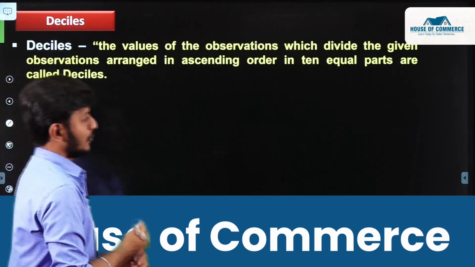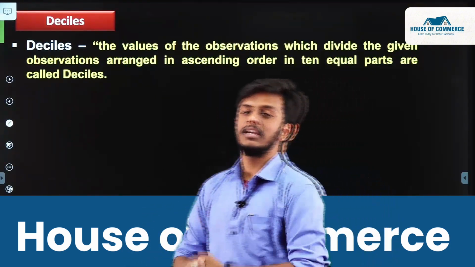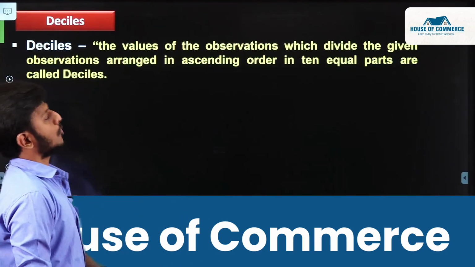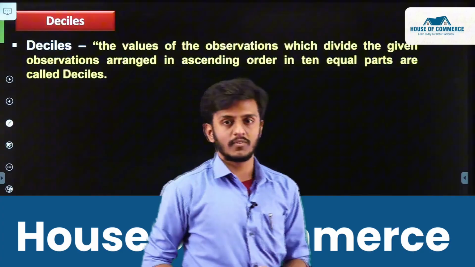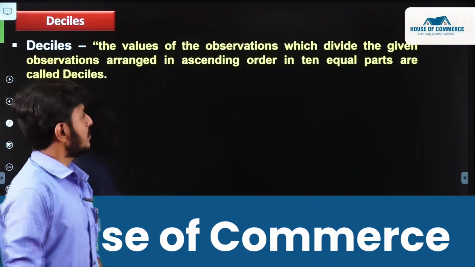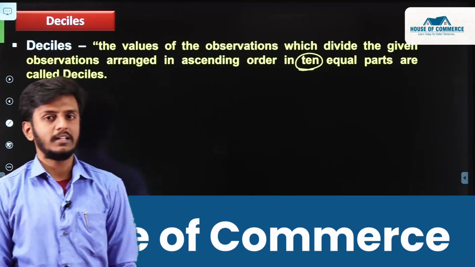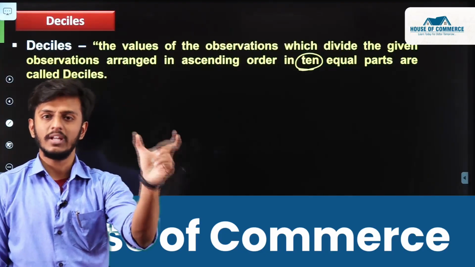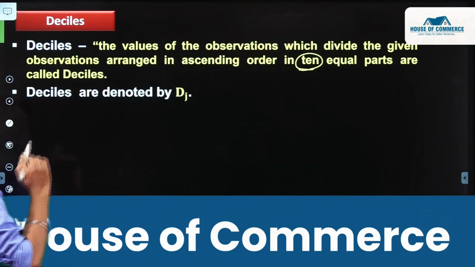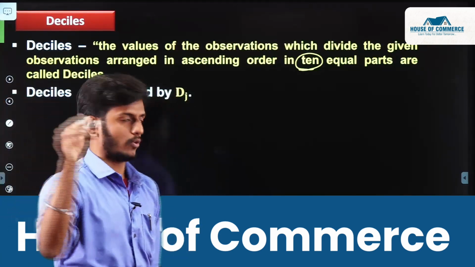So we are moving on to the next part, which is the deciles. How can we define deciles? You use the same definition which you already used for the quartiles. The deciles are the values of the observations which divide the given observations, already in ascending order, into 10 equal parts. Basically, we need only 9 values for dividing the observations into 10 equal parts, and these are known as the deciles. Deciles are denoted as Dj. Quartiles are denoted as Qj, deciles are denoted as Dj.